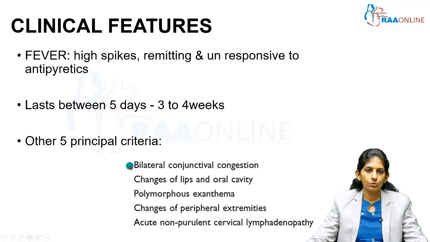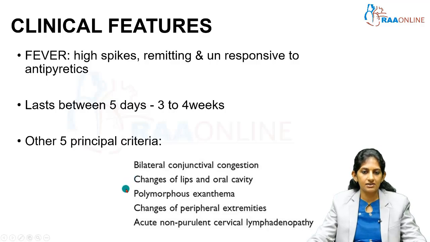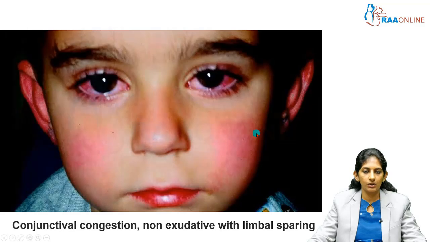In the eyes, look for conjunctival congestion. In the oral cavity, look for changes in the lips, and look for any ulcers. Look at the skin for any rash, any exanthems. Look at the extremities, look at the fingers and toes, nail abnormalities, skin peeling, etc. Look at the lymph nodes, non-purulent cervical lymphadenopathy. So, these are the other 5 principal criteria. We will see one by one.